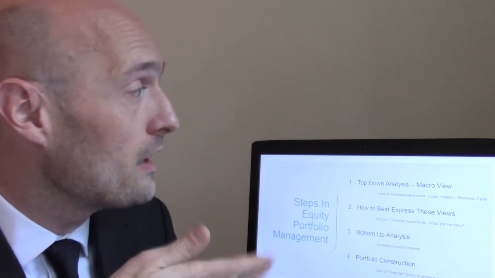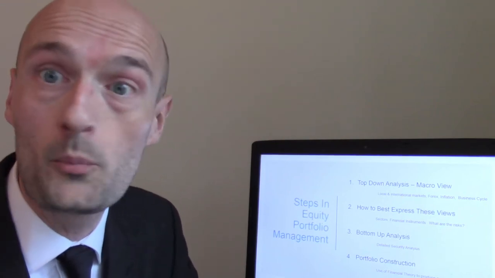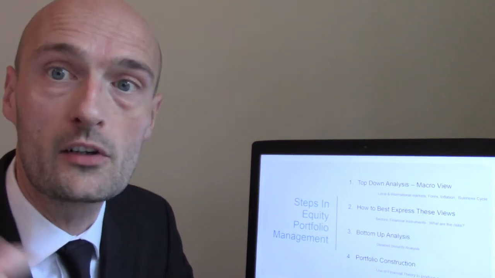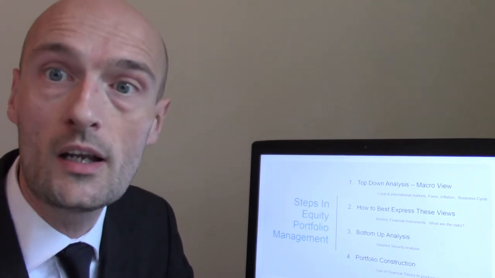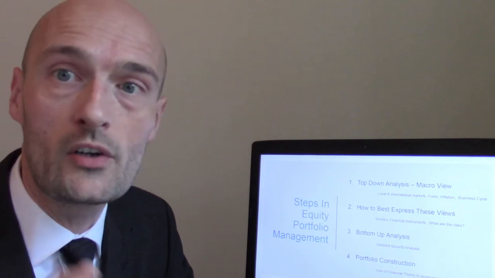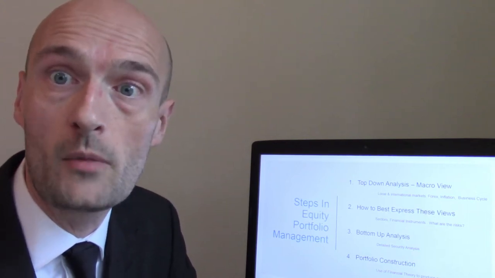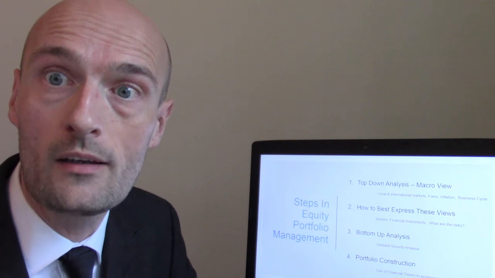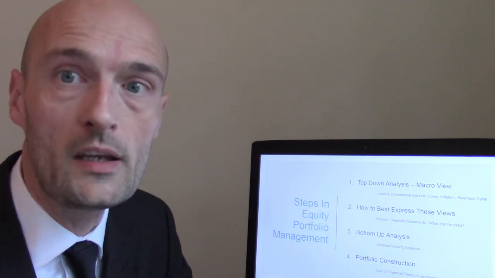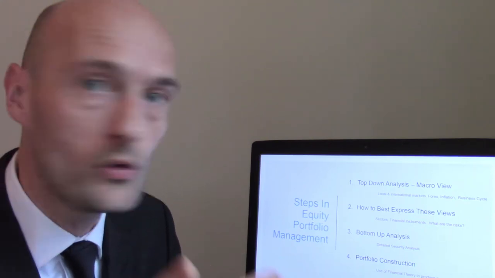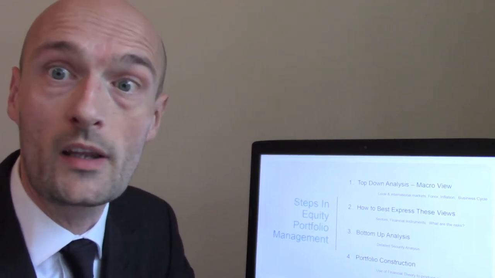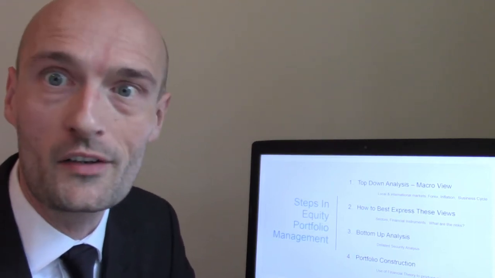And so a top-down analysis involves coming up with some sort of a macro view, looking at both local and international markets, looking at things like foreign exchange, inflation, the business cycle, and deciding, for example, if you feel you're in a period of rising rates, you might want to find stocks that do well in a rising rate environment. Or if you think the markets are moving in the direction of greater outsourcing, then maybe you want to invest in emerging markets or something like that.